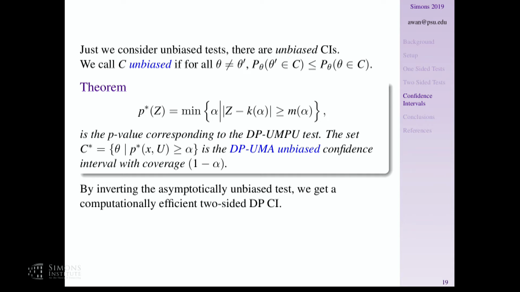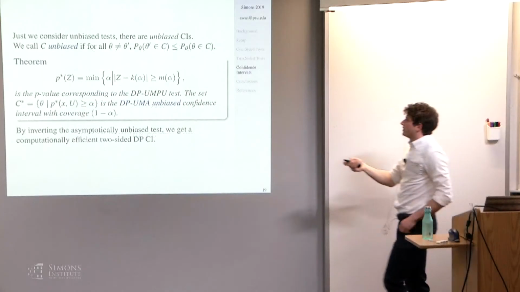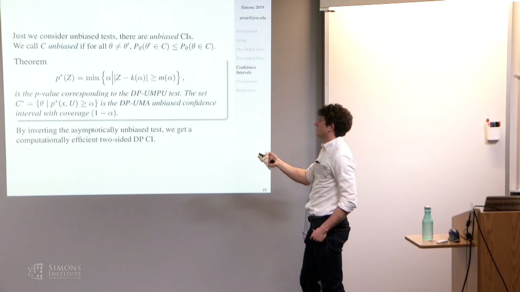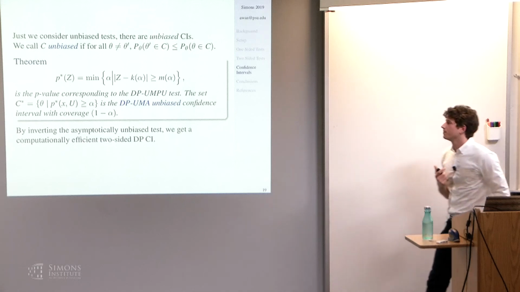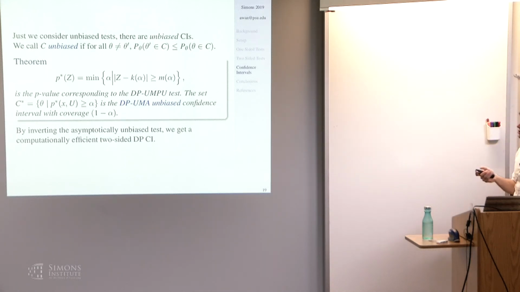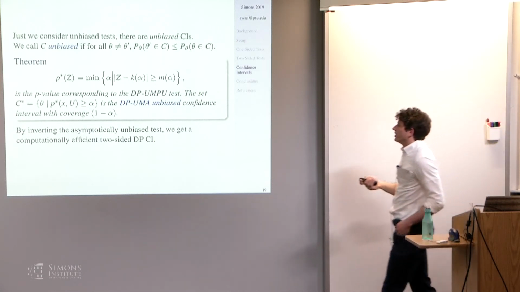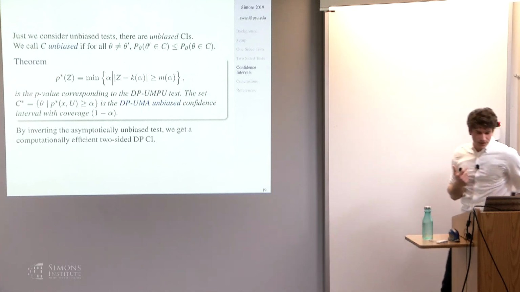And unbiasedness means that the probability of covering a different parameter value is always smaller than the probability of covering the true parameter value. So again, it's a reasonable thing to assume, but maybe not the first thing you'd think of. So then this ugly thing is the p-value of our UMP unbiased test. It's literally the smallest p-value such that the corresponding test statistic is larger than the corresponding threshold. And K and M, as I mentioned earlier, do depend on alpha, so this is a pain to compute. But it does have the property we want, so it's the DP UMA unbiased confidence interval.